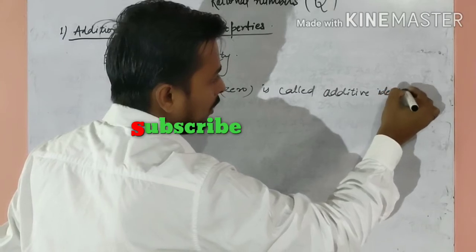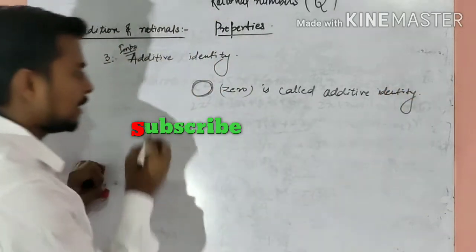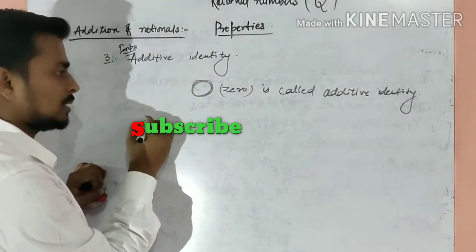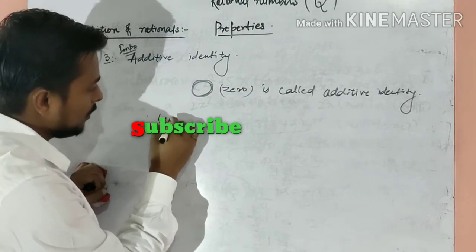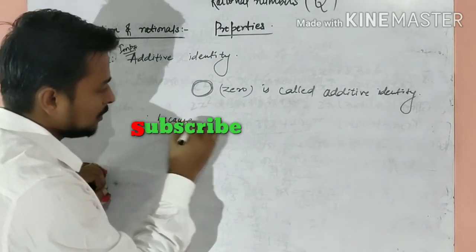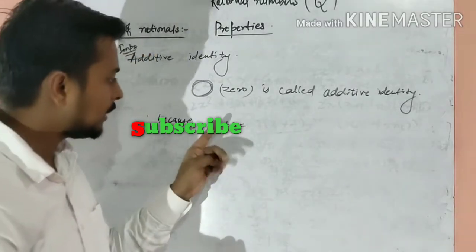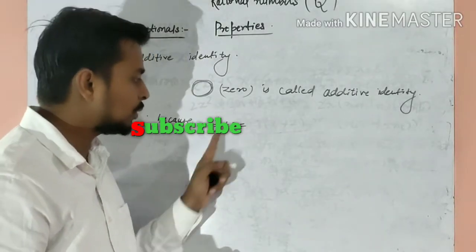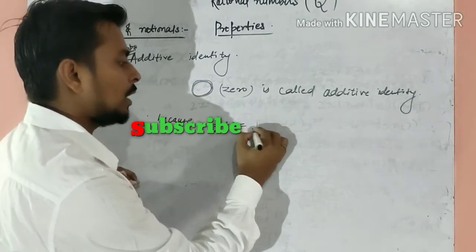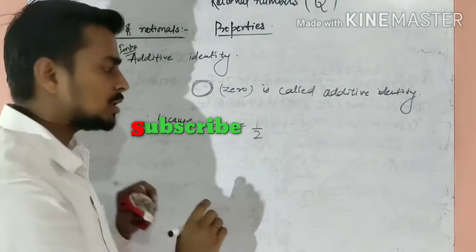Additive identity. Why? Because 1 by 2 plus 0. You know very well that addition of any number with 0 gives the same value. There will be no change in the value.